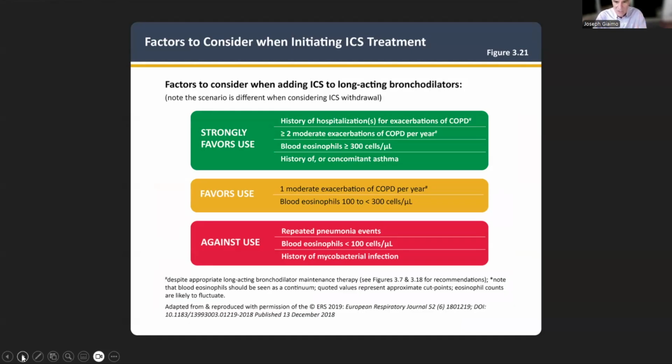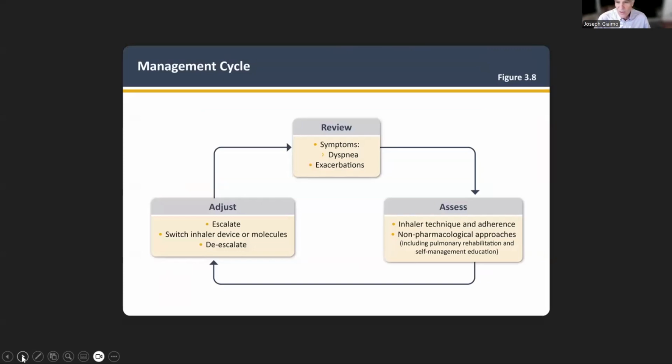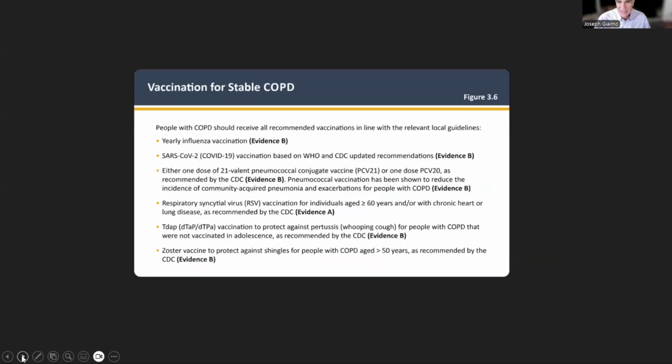At the other extreme, if a patient is coming in with recurrent pneumonias and their eosinophil count is less than 100, they're probably not going to respond to steroids as well. As a matter of fact, inhaled steroids will increase the risk of them developing a lower respiratory tract infection. So you try to look at the two ends of the spectrum there. And next slide, please. And so we go through cycles of evaluating the patient. Next slide.